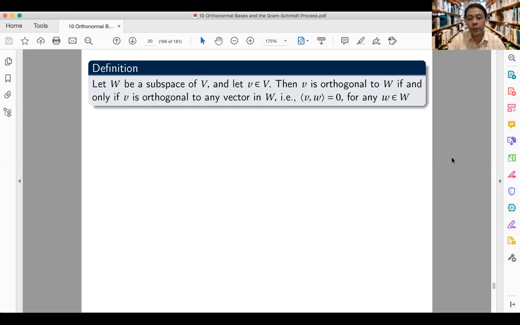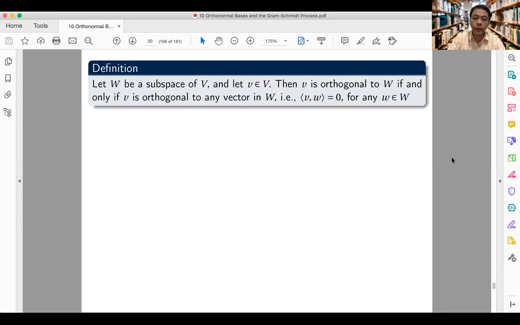Okay, so let's have some additional definitions. Suppose that we have a subspace W of V, and let V, small v, be any vector in the space V. Then we say that the vector v is orthogonal to the subspace if and only if the vector v is orthogonal to any vector in W. That is, the inner product v makes with any vector in W is 0.